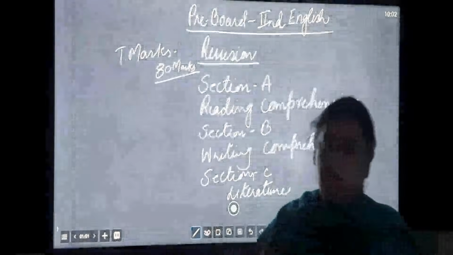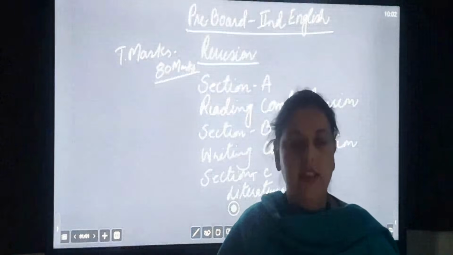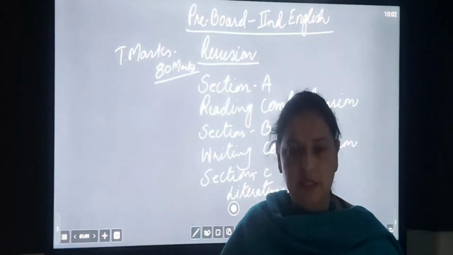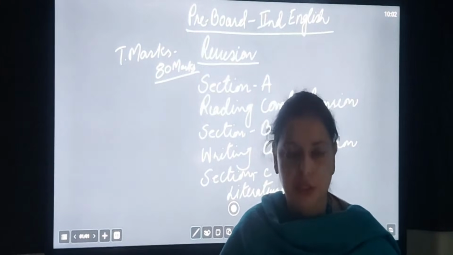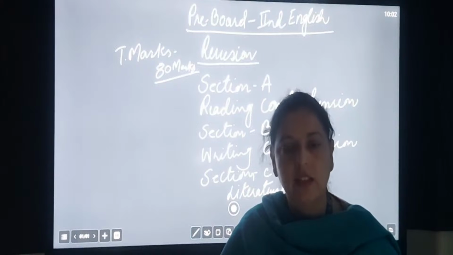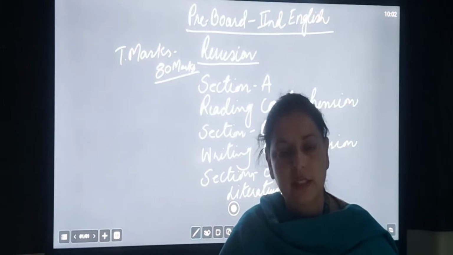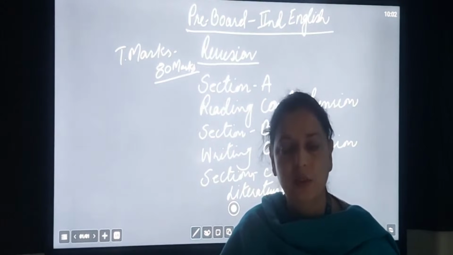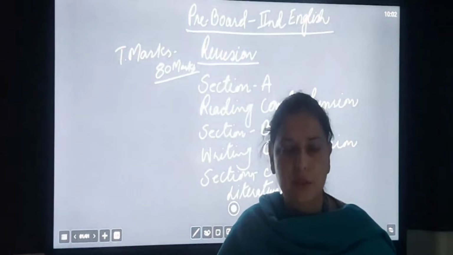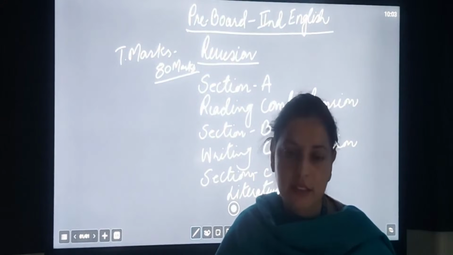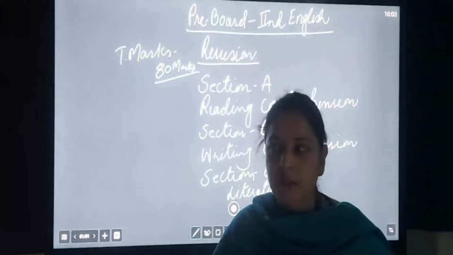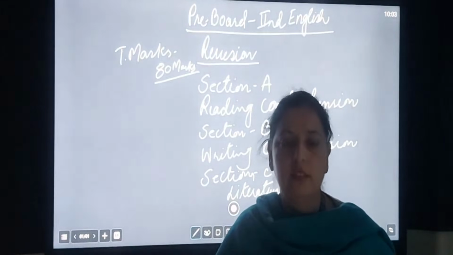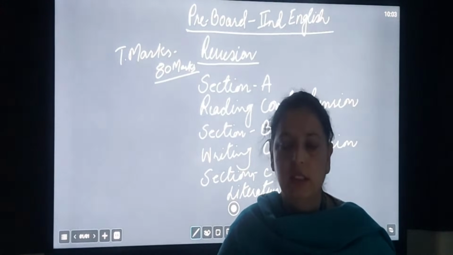So beta, once again let us learn that our English board paper is divided into three main sections: section A, section B and section C. Section A is reading comprehension, which includes two questions on the basis of your reading skills. Section B is writing comprehension, which helps us evaluate our writing skills, and section C is the literature part.